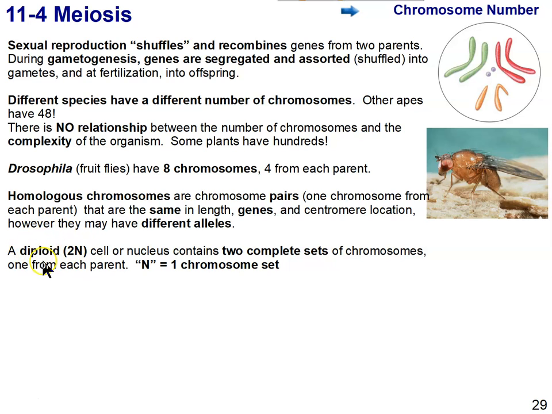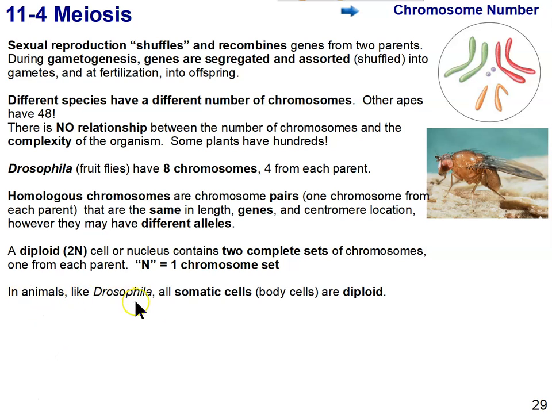That's your diploid number. The diploid number of chromosomes in human beings is 46. So 2 complete sets in humans of 23. In fruit flies, it's 2 complete sets of 4 to total 8, 1 from each parent. So the N in 2N, in the symbols here for diploid, represents 1 set of chromosomes. So there are 2 sets in diploid.